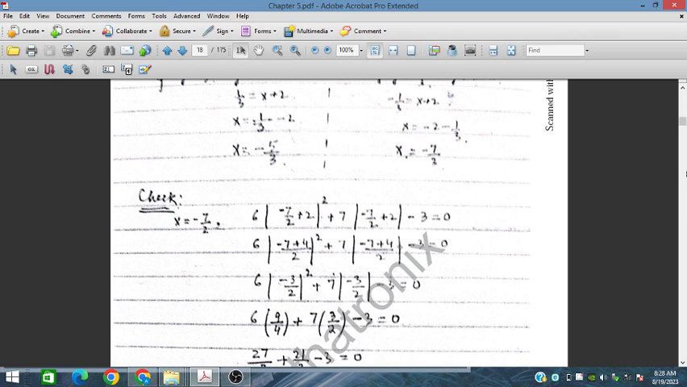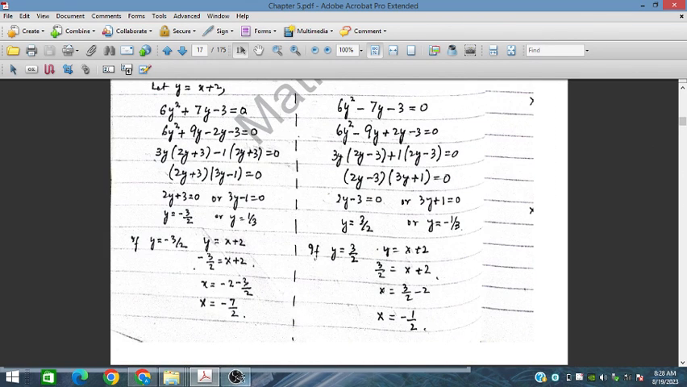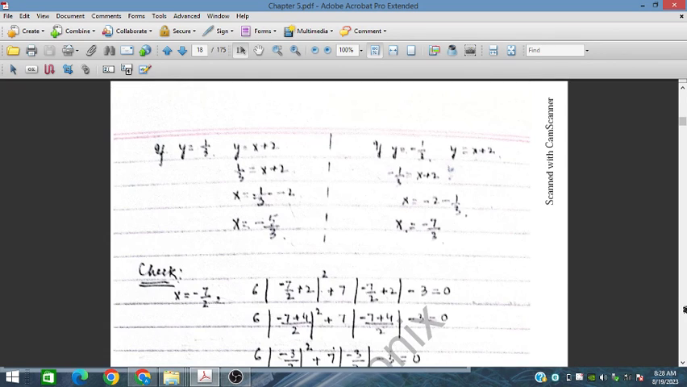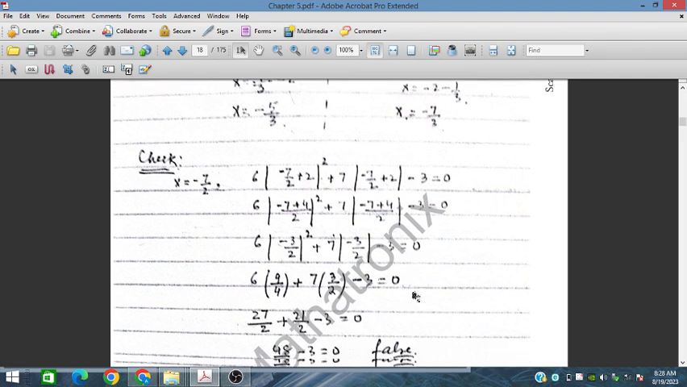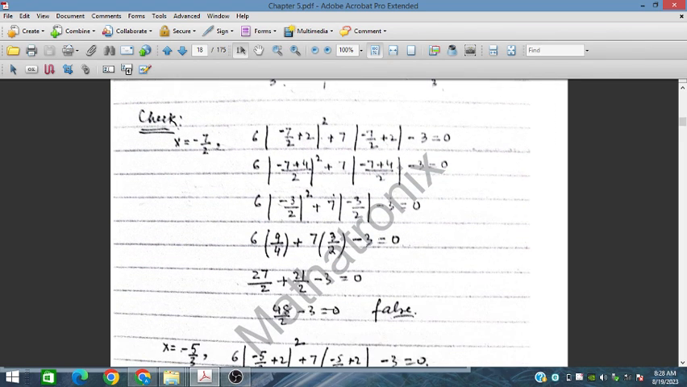and we checked everyone. So from this we have minus 7 upon 2. From this we have x equal to minus half. So 1 solution, 2 solution, and similarly minus 5 upon 3 and minus 7 upon 3. So we have 4 solutions obtained, and we checked. So first one, minus 7 upon 2, and we see that this is not satisfying. So minus 7 upon 2 is not satisfying.